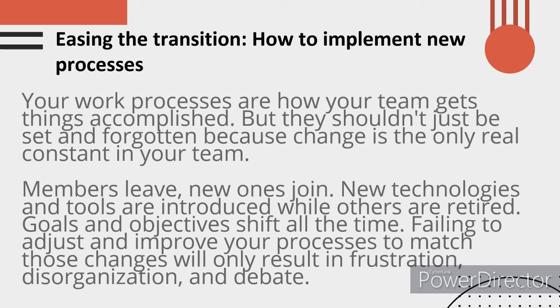Your work processes are how your team gets things accomplished, but they shouldn't just be set and forgotten, because change is the only real constant. Team members leave, new ones join. New technologies and tools are introduced while others are retired. Goals and objectives shift all the time. Failing to adjust and improve your processes to match those changes will only result in frustration, disorganization, and disputes. So instead of hoping that your team members adapt and processes somehow adjust when changes are introduced, you need to be proactive in managing change by identifying current processes and then crafting new ones that will keep your team's tasks streamlined and predictable.